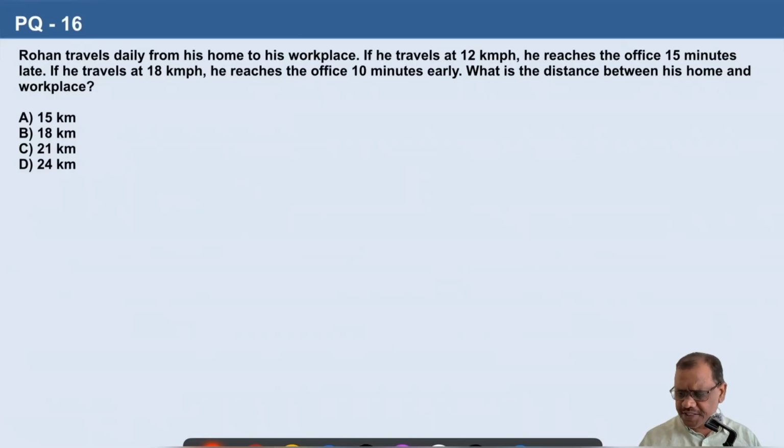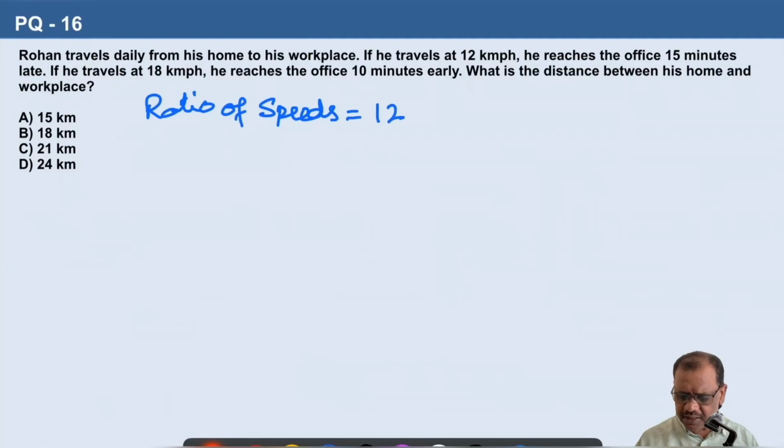So there are two speeds here. In this question, there are two speeds. So let us find out the ratio of speeds. One speed is 12 and the other speed is 18. Simplify: 6 twos and 6 threes. 2 is to 3. This is the ratio of speeds.